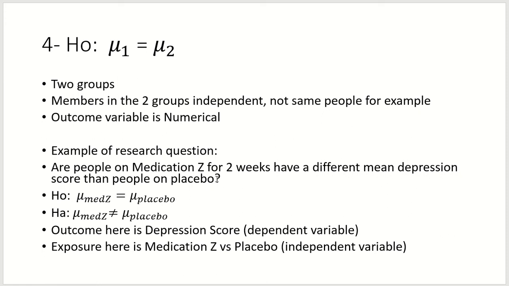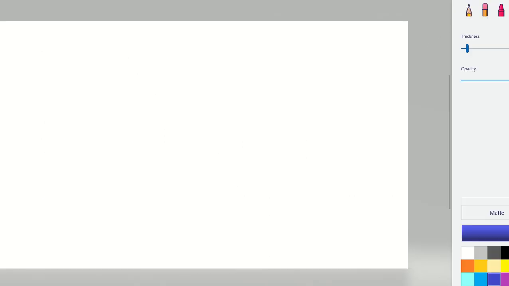Okay, so who are the two groups? Well, one group is receiving the medication. The second group is not receiving the medication, they're receiving a placebo. And therefore, the null hypothesis is going to state that the mu of depression score is the same between the two groups. The alternative hypothesis, the two mu's are different. And the outcome here is depression score. We call this the dependent variable. And the exposure here is whether they're receiving medication Z or placebo. And we call this the independent variable. The test we use here is the independent t-test, and it has the following form.